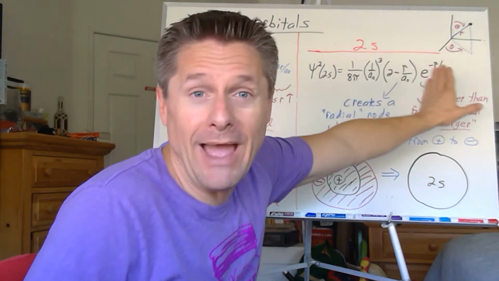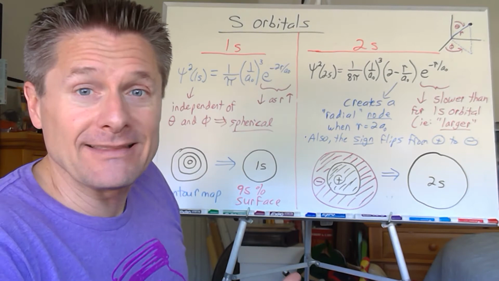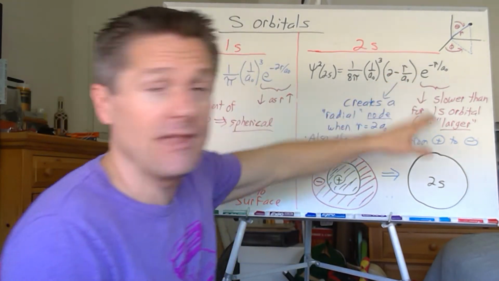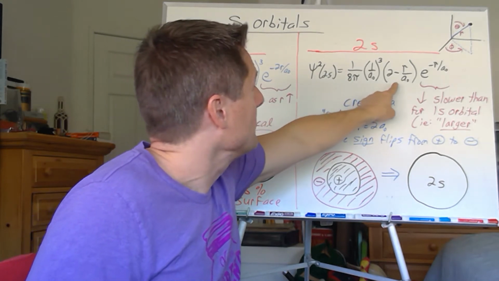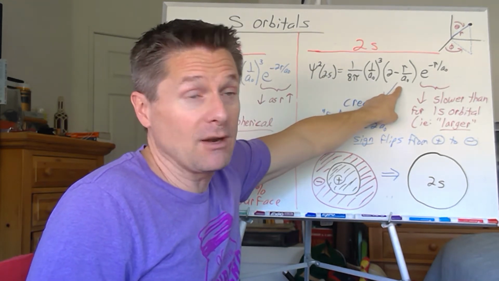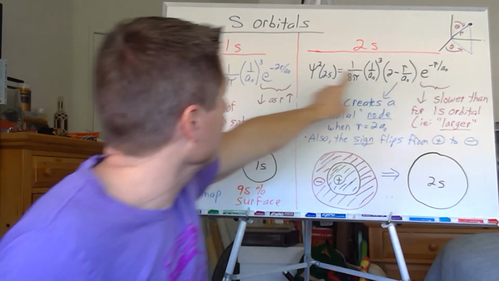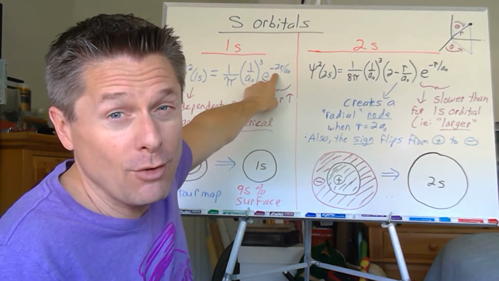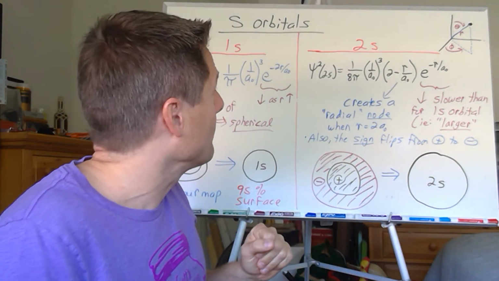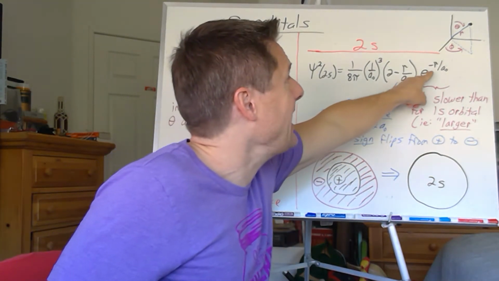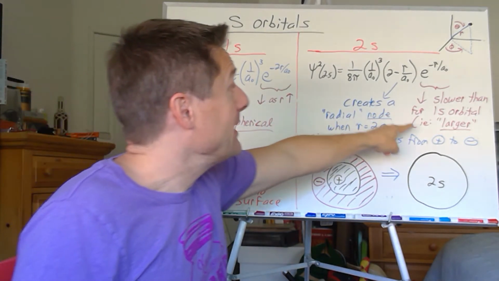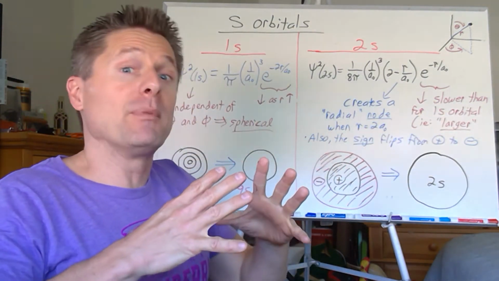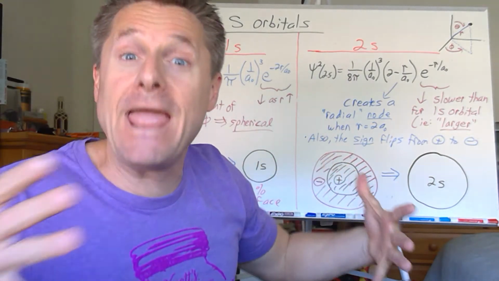Now, if we jump to 2s, the angular thing's exactly the same. There's none of those angles in there, so it's still a sphere. But a little bit of the numbers change, and this term appears that wasn't there before. And then this term's a little different. See, that's e to the negative 2r over a naught. This is e to the negative r over a naught. It's not there, right? So this decays slower than this one. See what I'm saying? Which means since the electron probability decays slower, it's bigger.